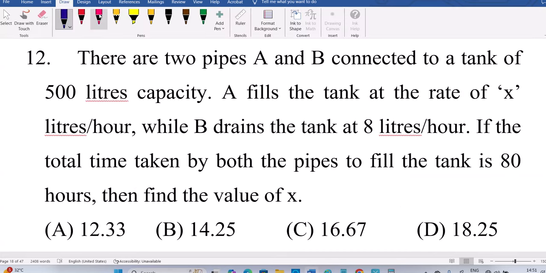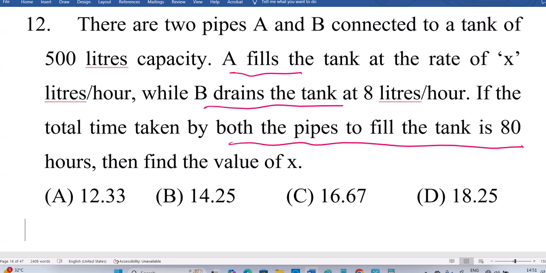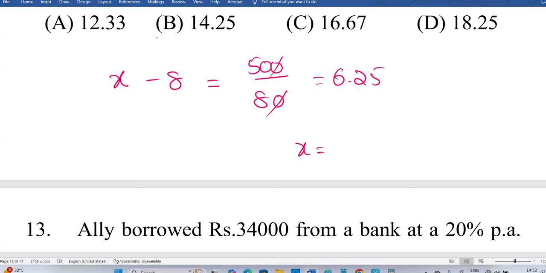Have a clear look at the question. A is for filling, B is for emptying. But the overall result when both pipes are opened is filling. So filling is more compared to emptying. The x value should be more than 8. That's why all options are more than 8. It's directly a subtraction case only. X is filling, A is filling, B is emptying, but the overall result is filling. 500 liters, it is taking 80 hours. One of your friends also wrote the same equation, 25 divided by 4, 6.25. So x will be 14.25.